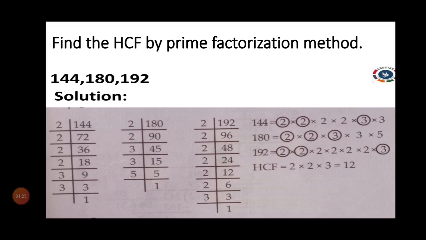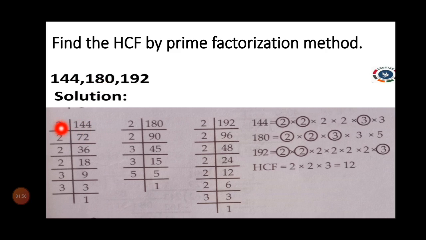Then I am going to explain how to find the HCF by using the prime factorization method. If they mention the prime factorization method, you should use only the division method. We have two methods: one is the factor tree method, another one is the division method. So you have to use only the division method. Three numbers are given: 144, 180 and 192.